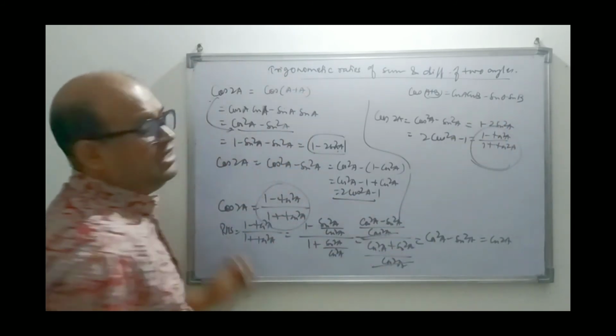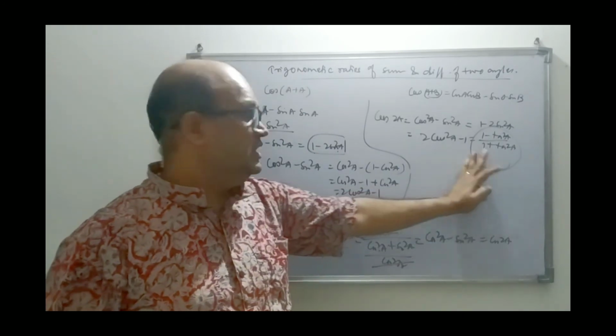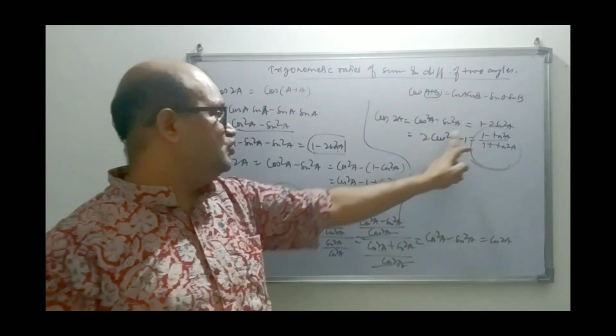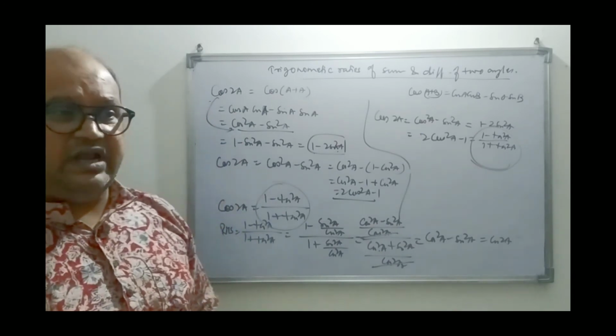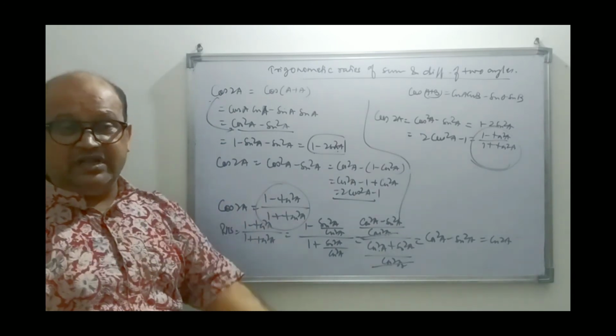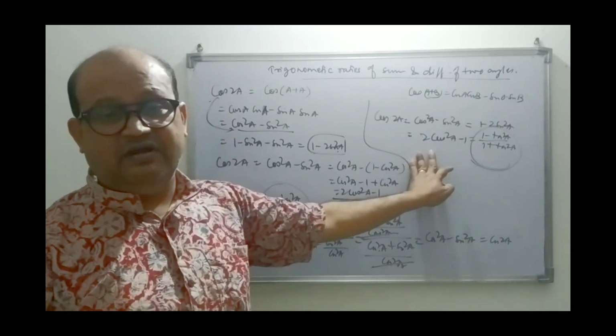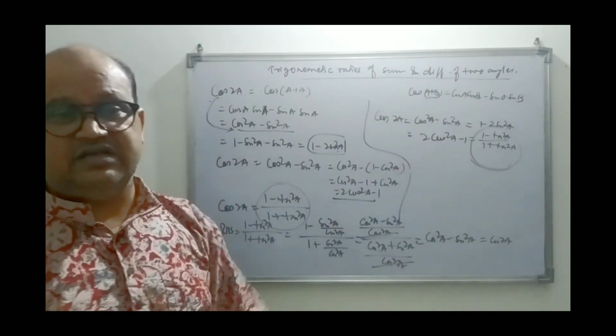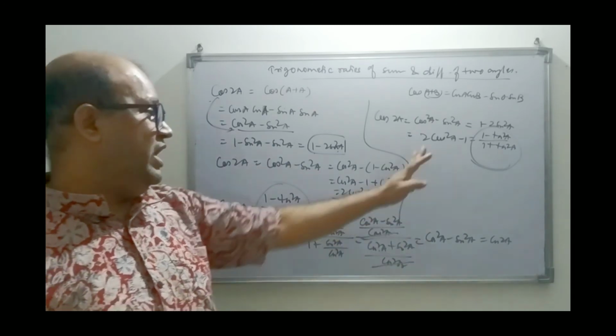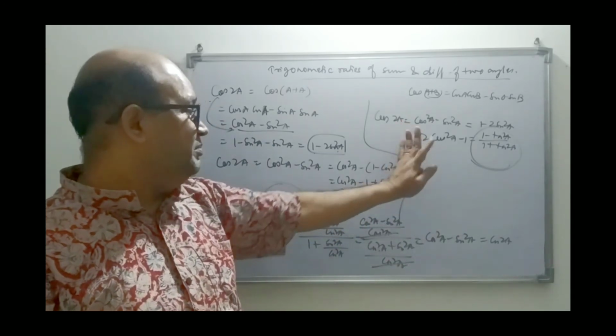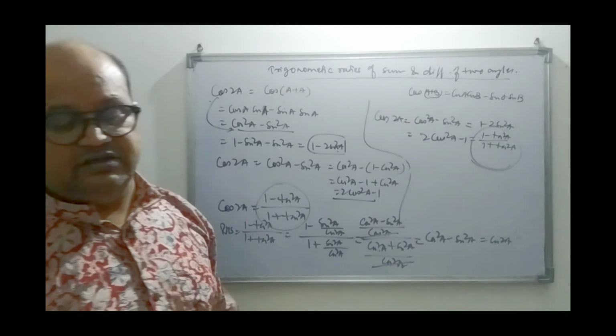This identity is required in calculus. These 2 identities will be required in calculus. And apart from that, when you find the submultiple angle identities, then also it will be required. Basically, for doing any sums in calculus, we must know these identities.